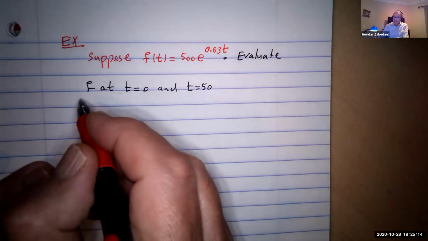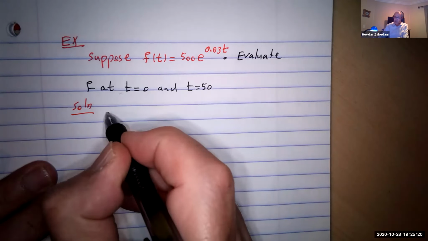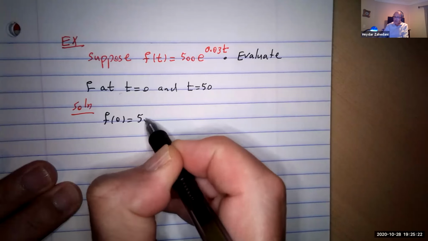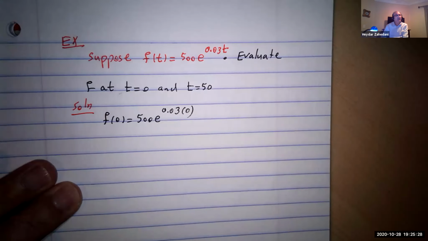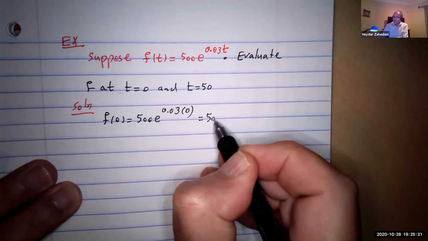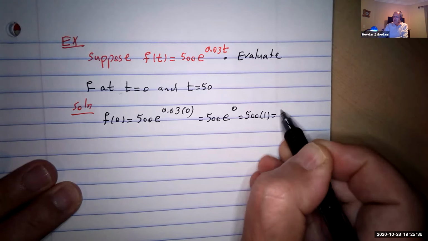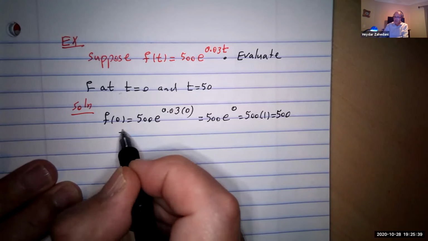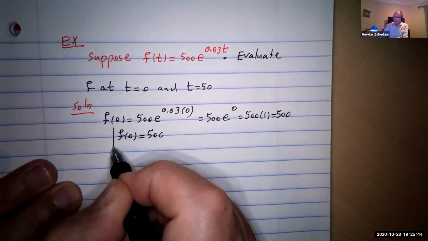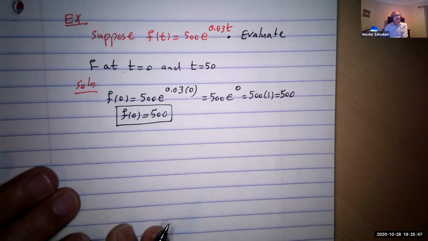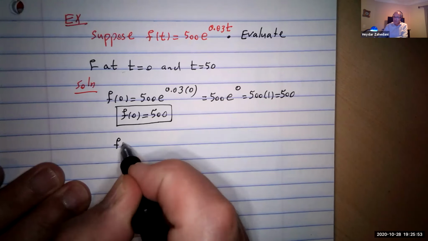So the solution is, get to know your calculator, the way you're going to operate. f of 0 is easy. It's going to be 500 e to the 0.03 times 0, so this is 500 e to the 0. e to the 0 is 1, so 500 times 1 is 500. This is the initial value, whatever it is: money, numbers, objects. So that's f of 0. Any questions?